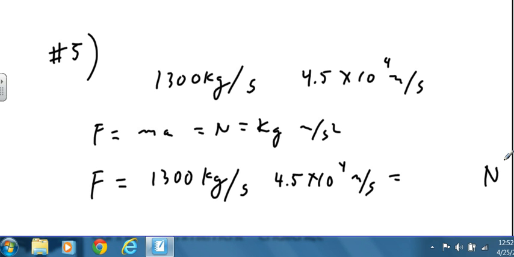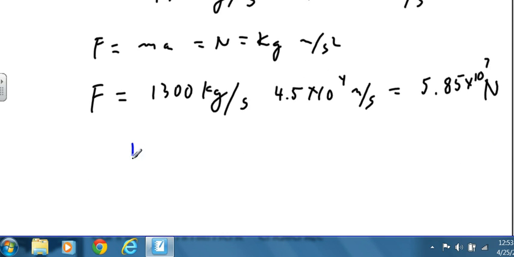1,300 times 4.5 E4. So I've got 5.85 times 10 to the 7th newtons. And then I look and see that I only have 2 significant digits in the problem. So for my final answer, I'd go with 5.8 times 10 to the 7th newtons.